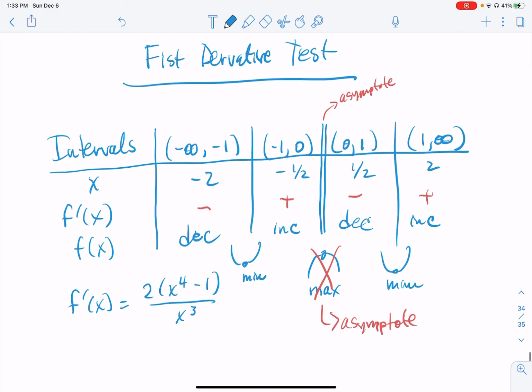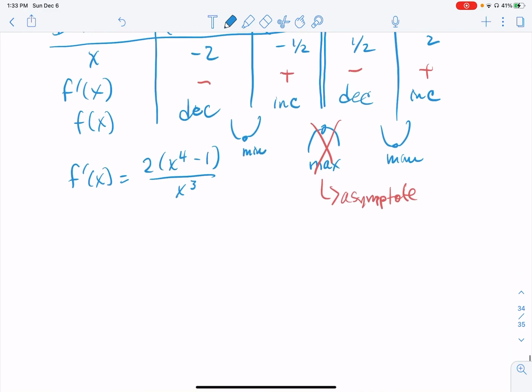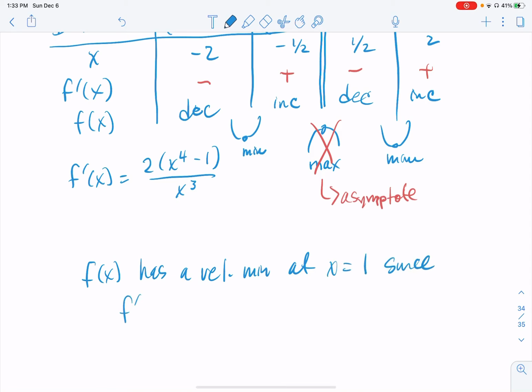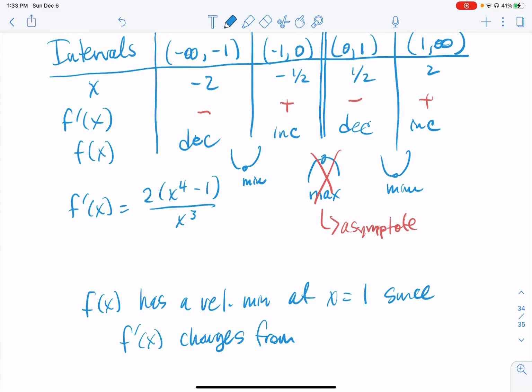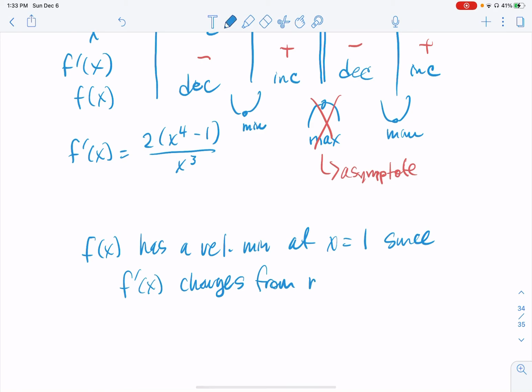If we're going to justify, let's say at positive 1, f of x has a relative min at x is equal to 1 since f prime of x changes from, let's see, relative minimum, so it's got to go down, negative to positive, at x is equal to 1.